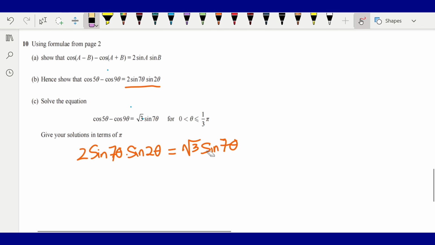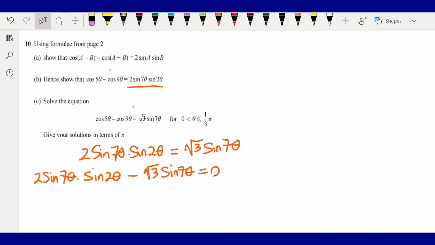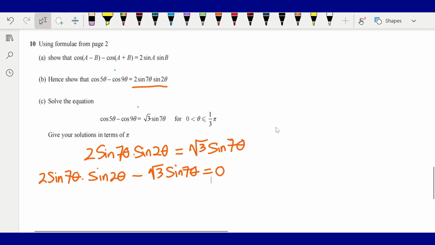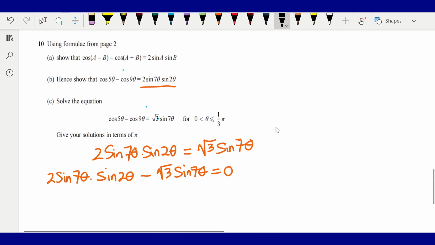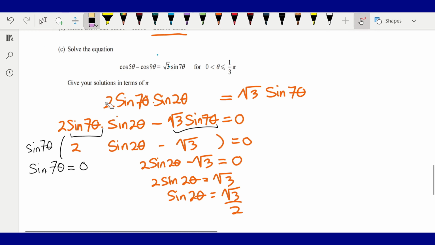Now we group sin 7 theta into one side. We have moved square root of 3 sin 7 theta to the left side. Now we can factorize sin 7 theta as it is a common factor. So we factor out sin 7 theta. What is left is 2 sin 2 theta minus square root of 3. So sin 7 theta times this equals 0. To make this 0, we take sin 7 theta equals 0, or 2 sin 2 theta minus square root of 3 equals 0.